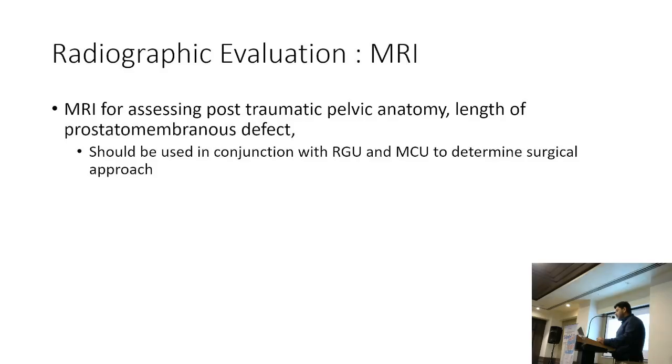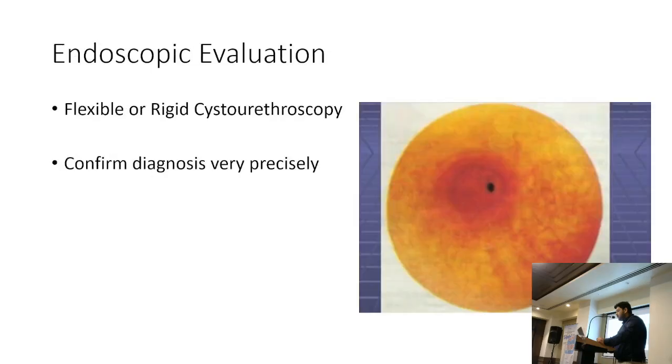MRI can be used as a modality, though very rarely, in post-traumatic pelvic anatomy to assess the length of the posterior membranous defect, and should be used in conjunction with ASU and MCU to determine the surgical approach. On endoscopic evaluation, we can use flexible or rigid urethroscopes to do cystourethroscopy. It confirms the diagnosis very precisely.